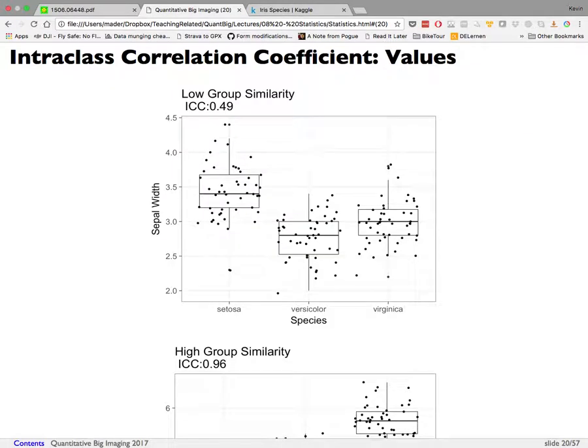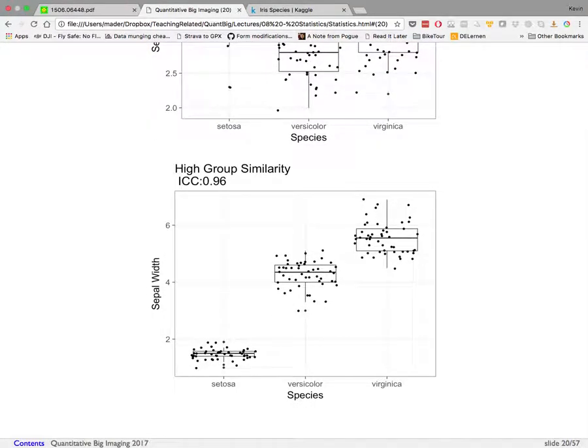If we actually look at this coefficient for these systems, this one has an ICC of 0.49, which indicates it's not very reproducible. It probably wouldn't be a very good variable to use for further parts of the study. Whereas this one has one of 0.96, which indicates it's fairly reproducible. We still see that between these groups there's probably some overlap, which is why it's not 100%, but they're different enough that it's probably usable.